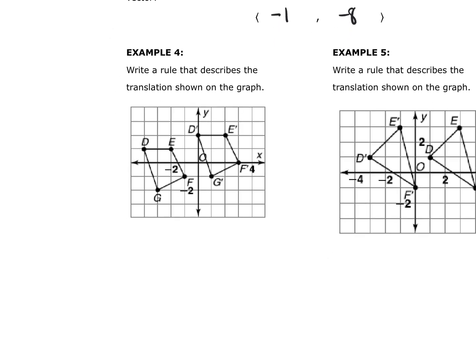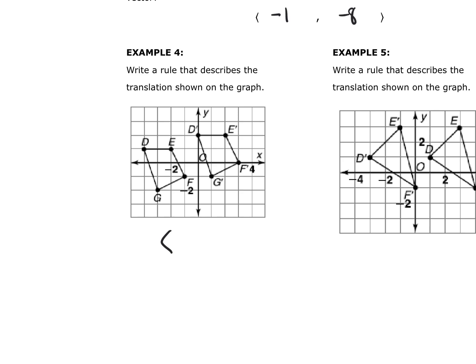All right, so think about the translation that is shown here in this example 4. Now, obviously, this quadrilateral looks like a trapezoid. We're going to go with trapezoid DEFG, which has been translated up and to the right to trapezoid D prime, E prime, F prime, G prime. All right, so we got to figure out what movement occurred to move all these pieces, and how far did they go?